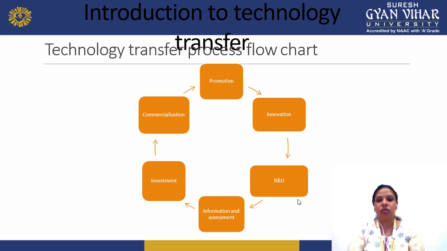In this, the different stages of technology transfer are shown. R&D, then information and assessment, then investment, then commercialization, then promotion, then innovation, and then again R&D. So it is a circular chart, or flow chart, related to technology transfer.